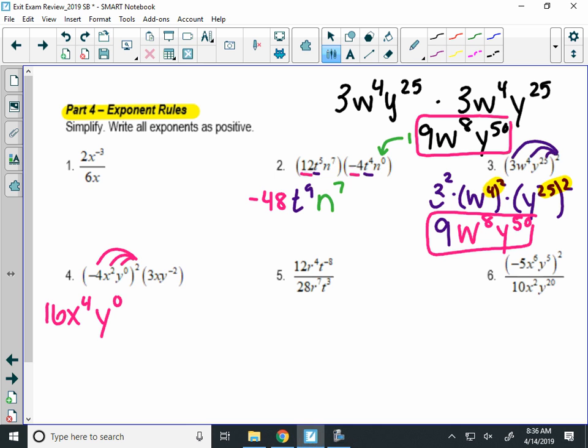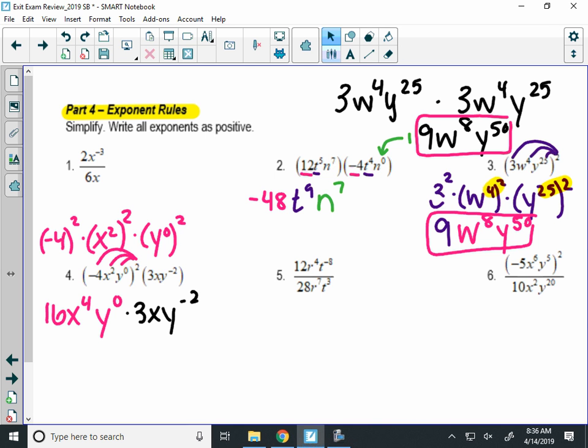Now remember, if you need to write this out as negative 4 squared times x squared squared times y to the 0 squared in order to see how you're multiplying, go ahead and do that. Now we're going to take that times 3xy to the negative 2. Once we're at this point, I'm going to go back like number 2 and just multiply the numbers together, the x's and then the y's.